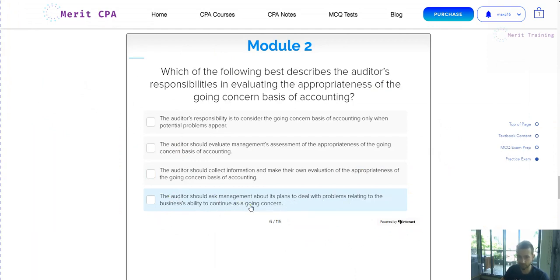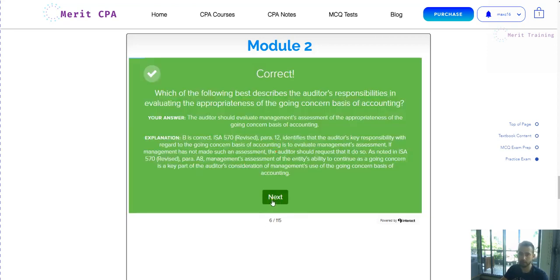And then D, the auditor should ask management about its plans to deal with problems relating to the business's ability to continue as a going concern. I mean, that was mentioned in the notes, but it doesn't really capture the crux of the point. The crux of the point is, number one, review management's assessment and then evaluate it and any concerns it's raised from that assessment. So to identify the problems, you need to have assessed management's risk assessment on going concern, which this point doesn't mention at all. I think the most correct answer here is therefore B, and that's the correct answer.